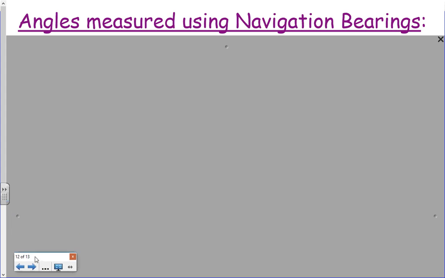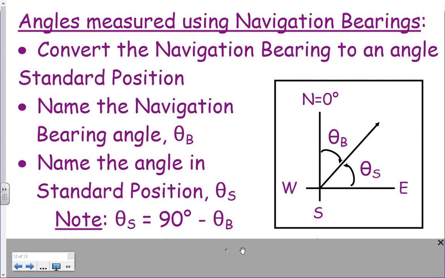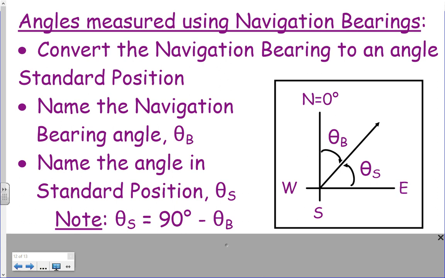All right. The last thing here for us to talk about is navigation bearings. We talked about those in the first half of this section, and I want to come back and revisit those and talk about them a little bit further here, and how we deal with angles when we're measuring them using navigation bearings and how we do these same calculations. So here's what we're going to do. If we are given a problem with navigation bearings, then we're going to do a conversion. We're going to convert the navigation bearing to an angle in standard position.